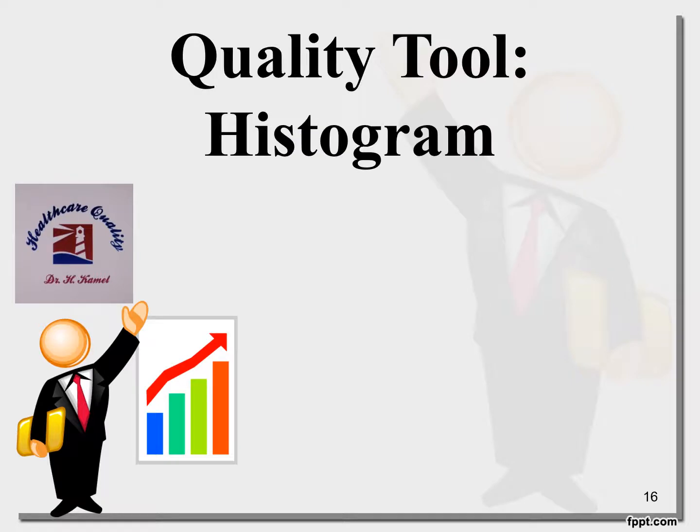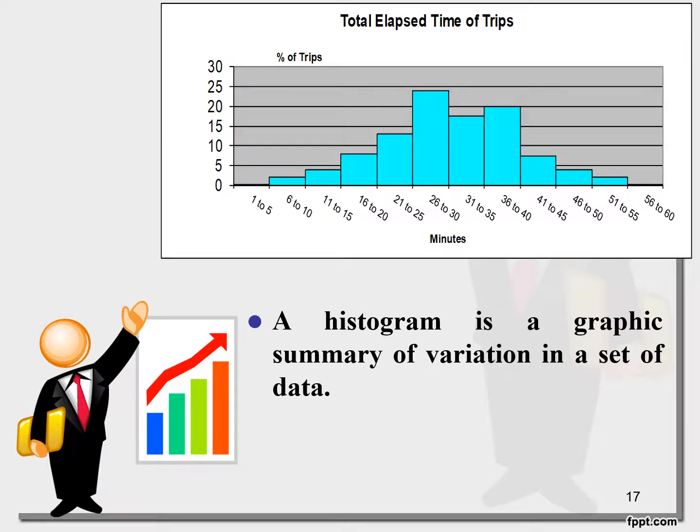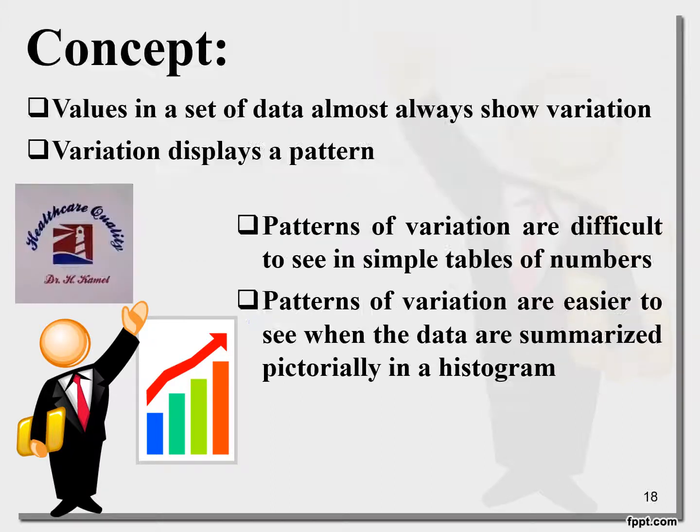Now we come to the next quality tool, which is the histogram. It's a graphic summary of variation in a set of data. Values in a set of data almost always show variation. This variation displays a pattern.